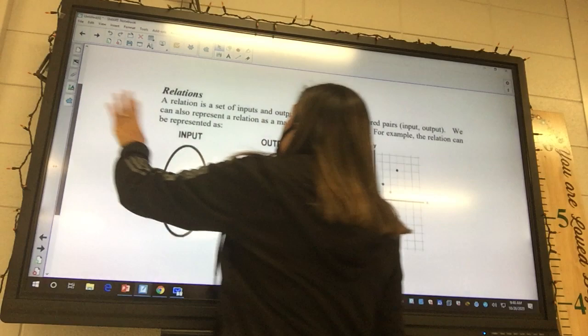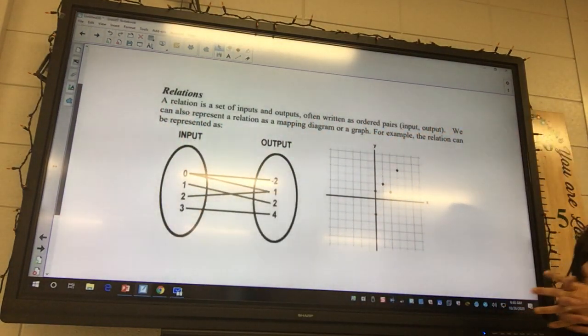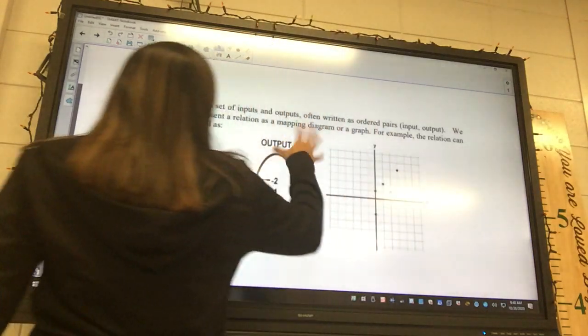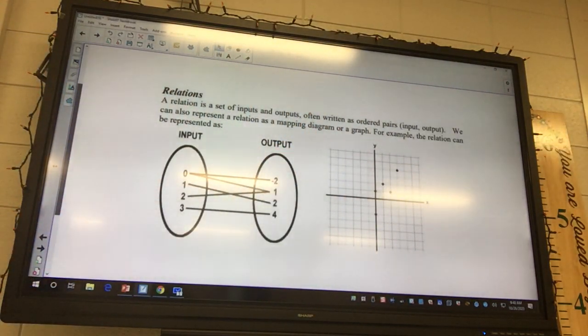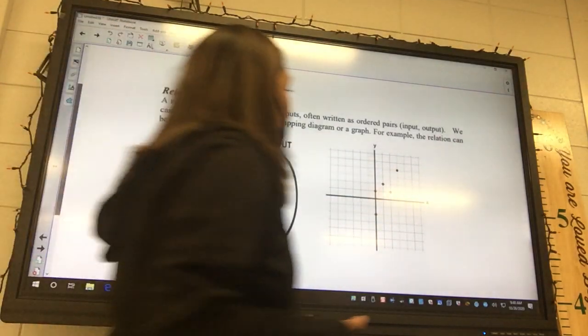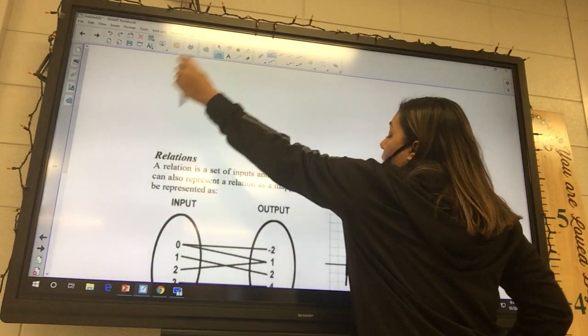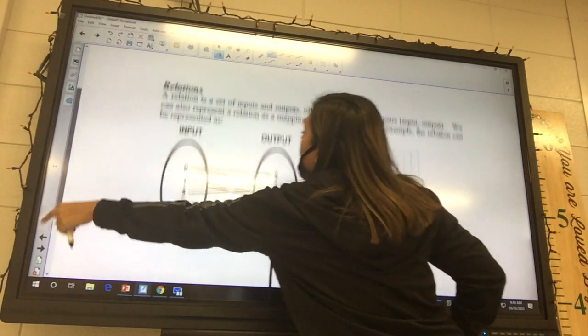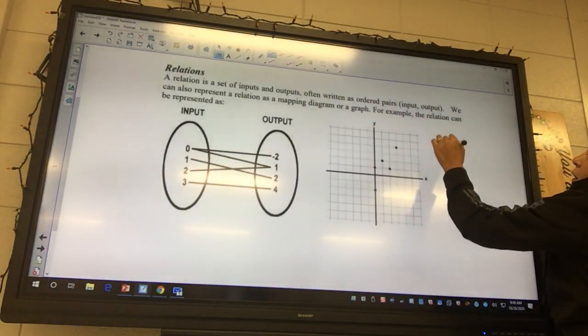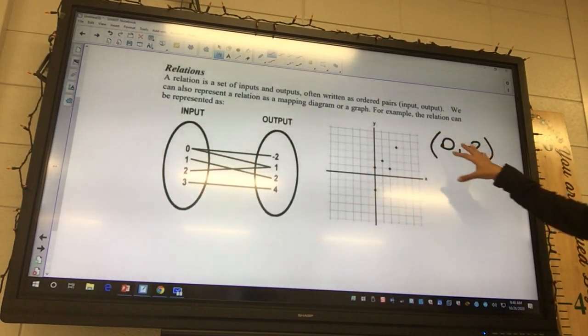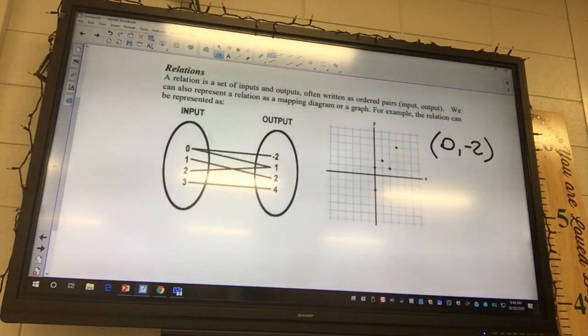There's a difference between a relation and a function. A relation is a set of inputs and outputs. It's written sometimes as an ordered pair, and you can graph it or put it in a diagram. So if I have the coordinates 0, -2, that is a relation. These two are related to each other. There's an X and a Y. We are related somewhat.